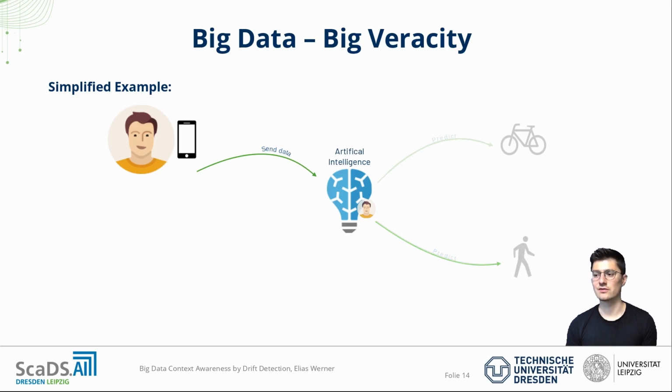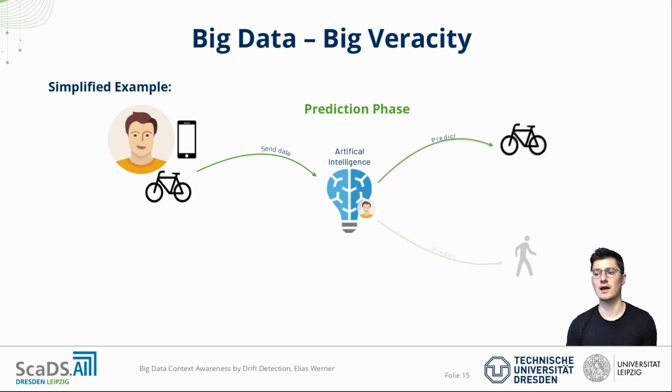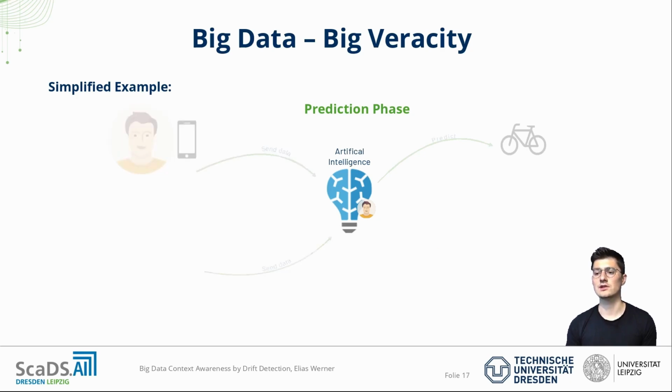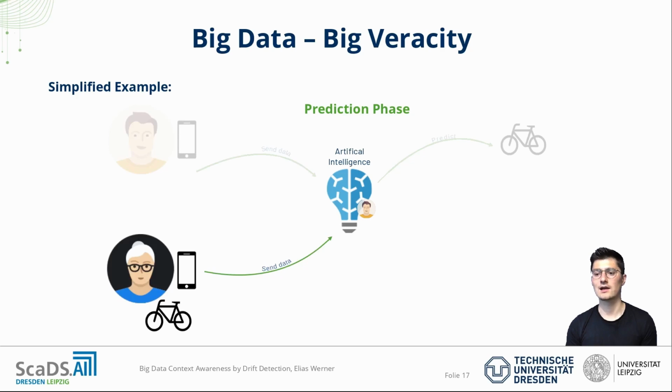In the prediction phase now, it is then easy for the AI to predict the correct transport mode for that known context. The AI can correctly predict when the user goes by bicycle, and the same holds for the pedestrian mode. However, if we consider a different user, it is likely that the AI has problems predicting the correct transport mode and might predict pedestrian even if the user was a cyclist.